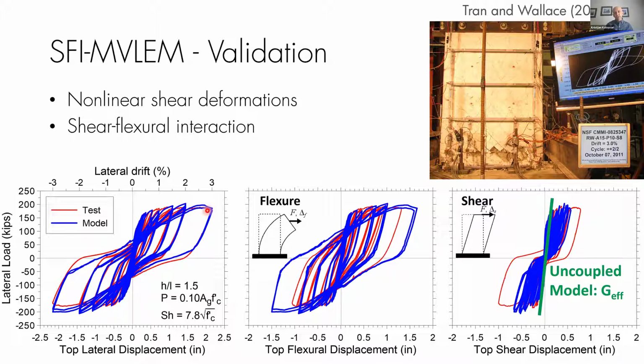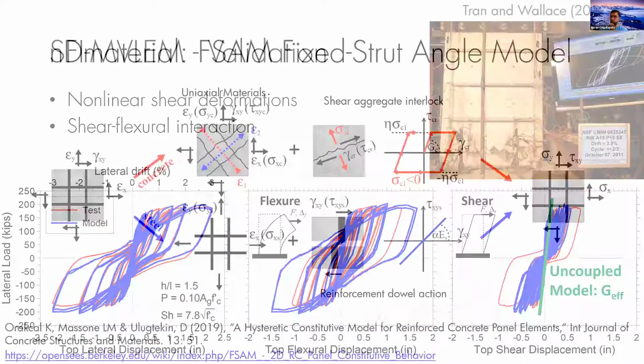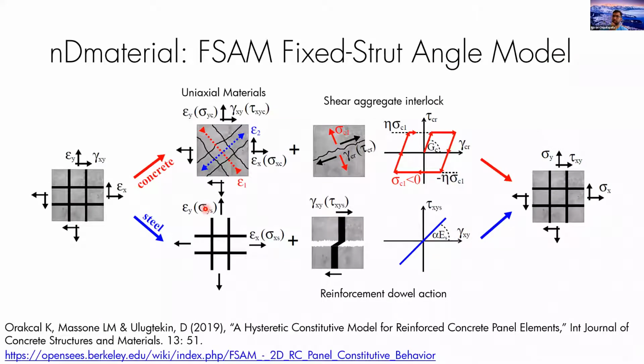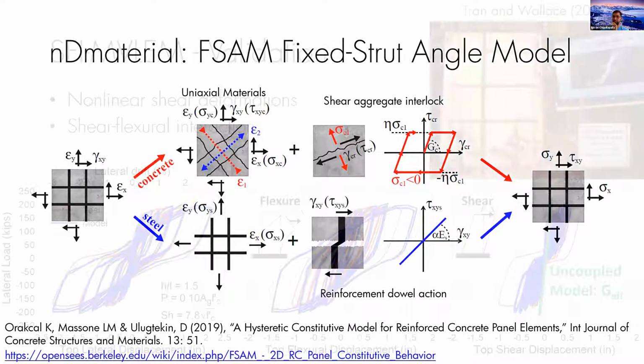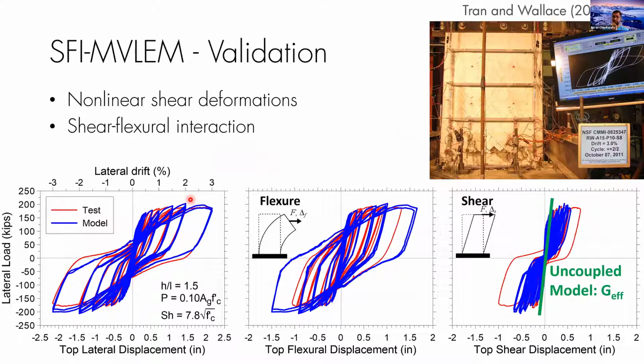So, shear flexural interaction. Excuse me, sorry, one quick question. Sure. The blue lines are the experimental and the red lines are the model? Oh yeah, sorry. Yeah, the test is the red, the model is the blue.